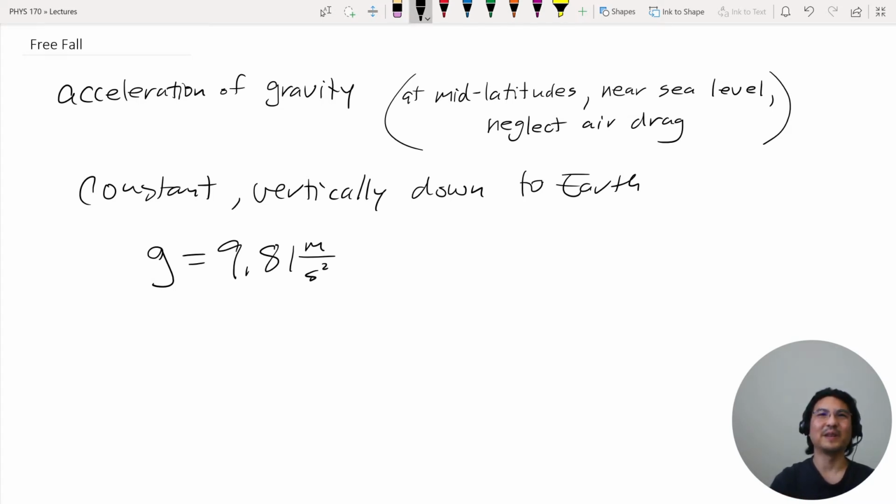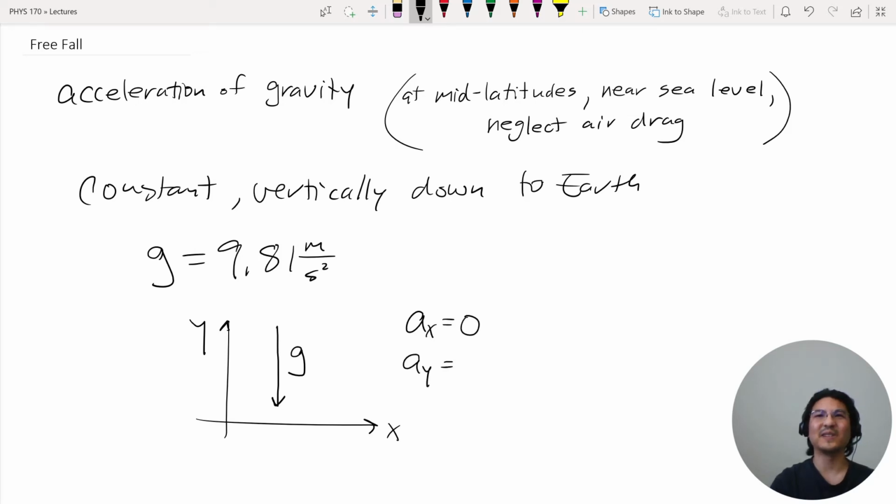Right? So let's say something is in free fall, so it's falling like this, and then it's going 9.81 meters per second squared. Is the acceleration positive or negative? Depends. Like if I pick coordinates like this, then the x component of acceleration is 0. The y component of acceleration is, right, if y goes up, that's going in the negative y direction, so this would be negative g.